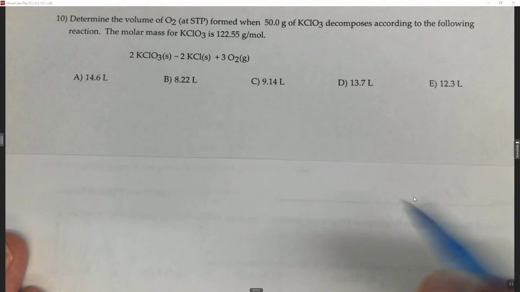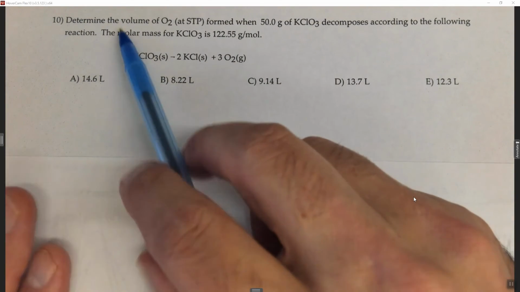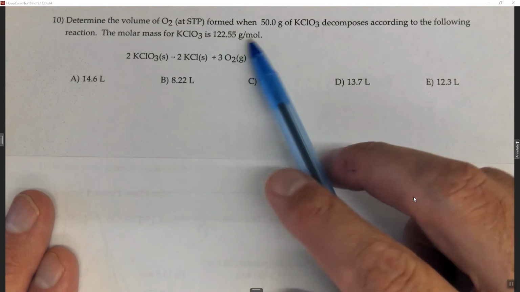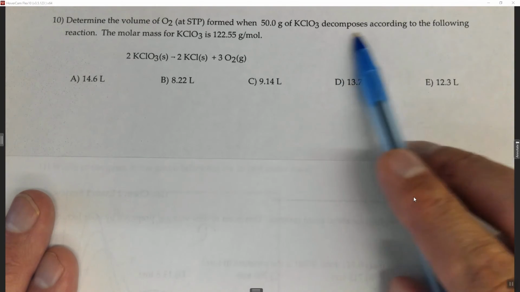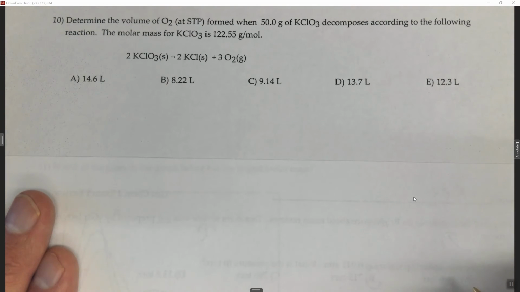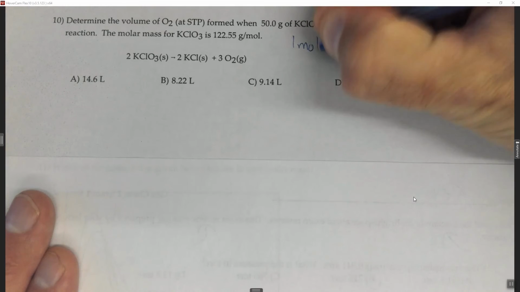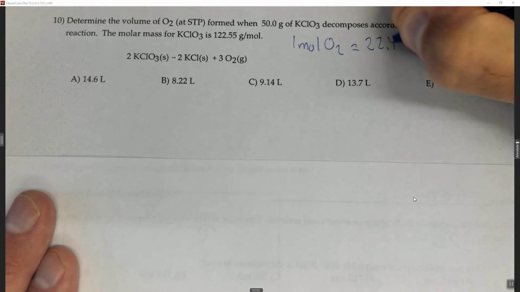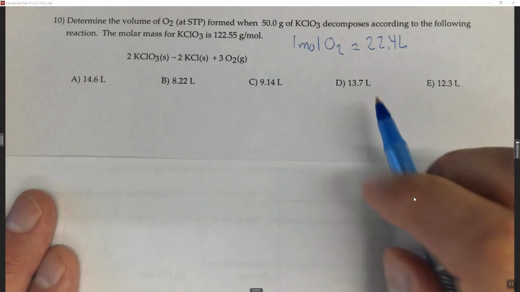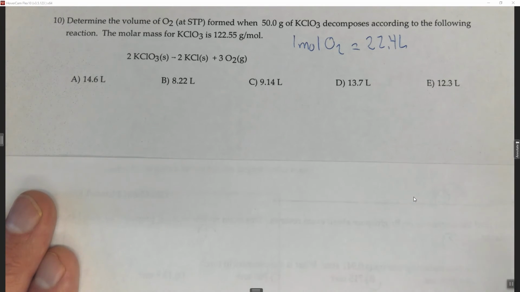All right, so number 10, we have a gas law stoichiometry problem. It says determine the volume of oxygen at STP formed when 50 grams of KClO3 decomposes according to the following reaction, and then it gives us the molar mass for KClO3. So if we look at this particular reaction here, what we need to know is that 1 mole of oxygen, or any gas, is going to have a volume of 22.4 liters at STP. Now it's just a stoichiometry problem.